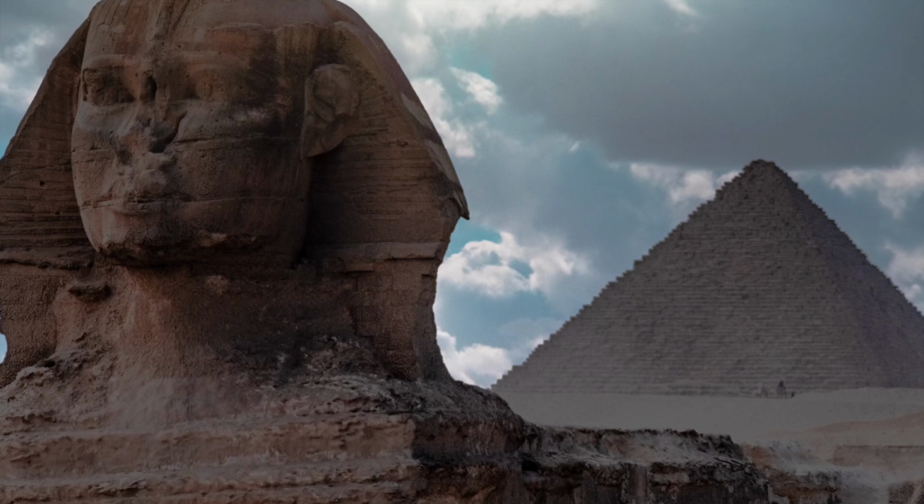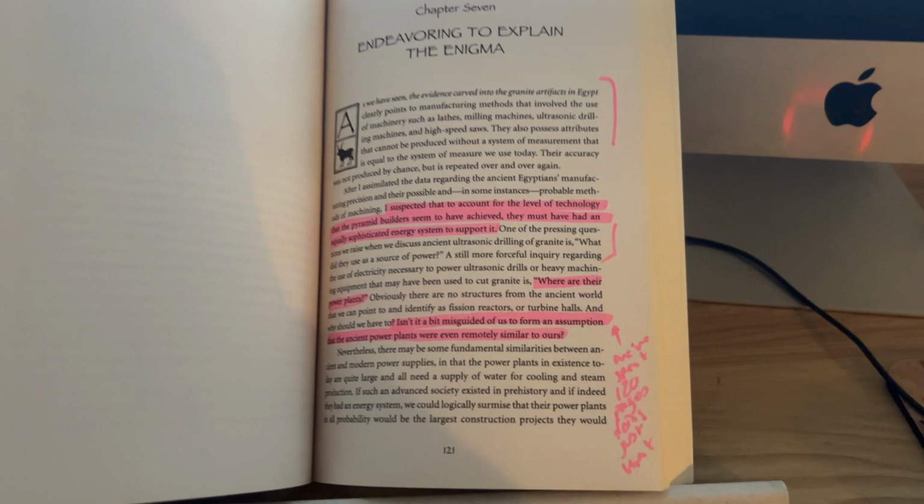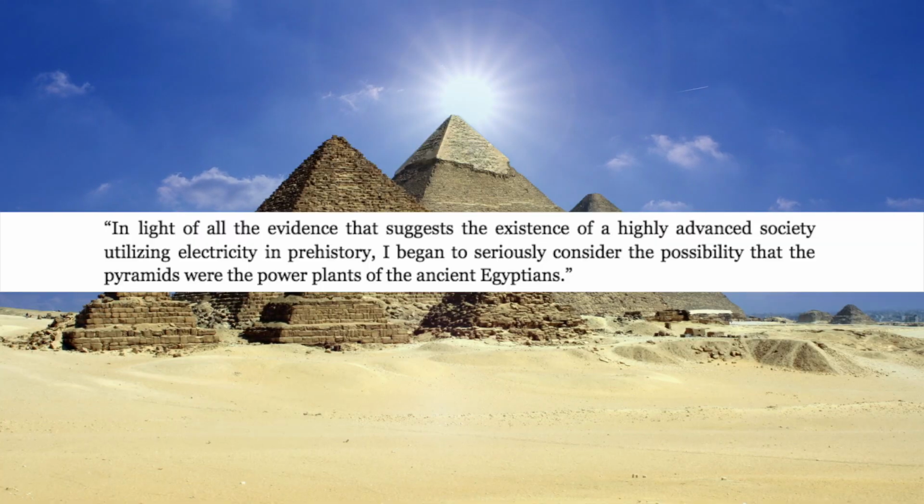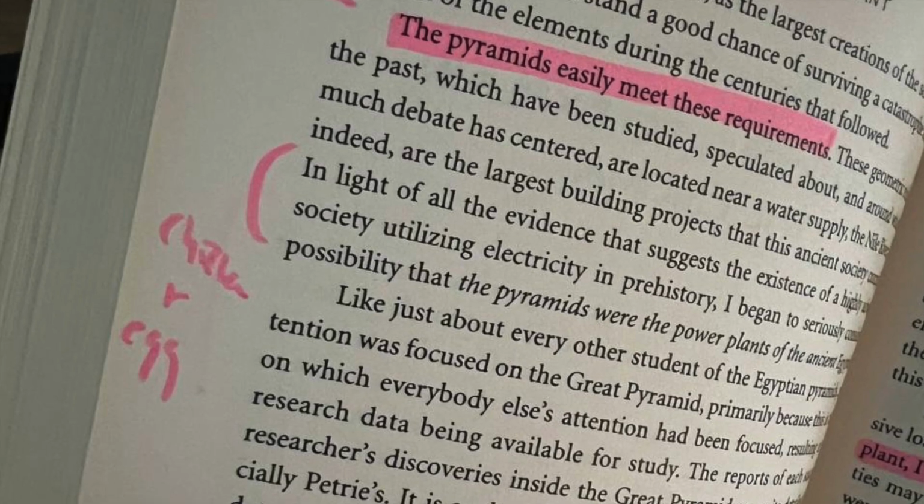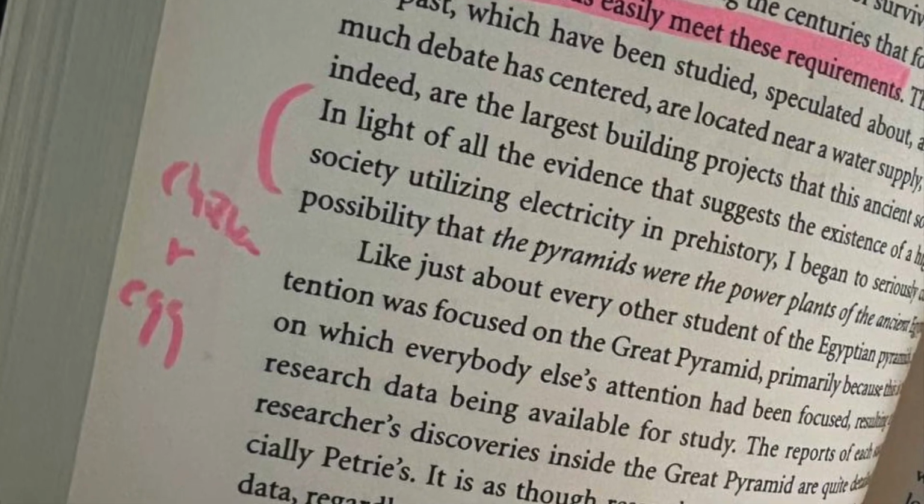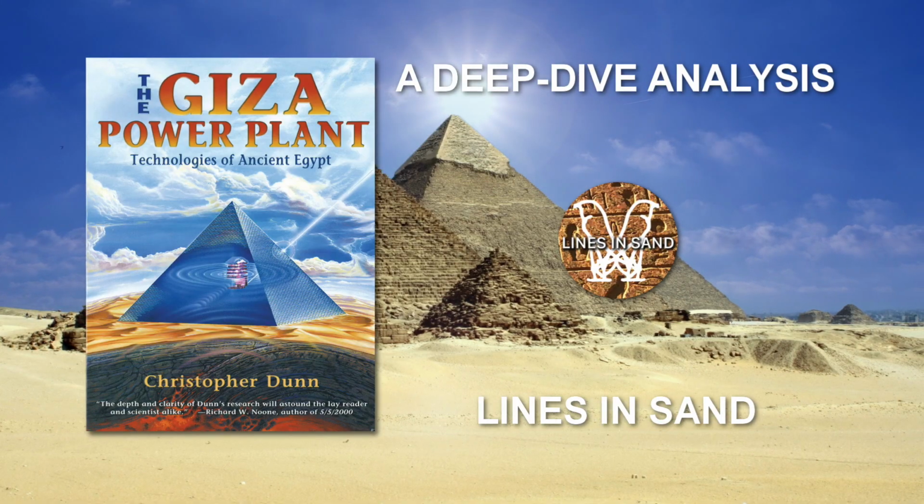This definitely stuck out to me as a bizarre statement, however, because I also highlighted it on my first read-through several weeks ago. But anyway, on with the show, as it were. Dunn writes, "In light of all the evidence that suggests the existence of a highly advanced society utilizing electricity in prehistory, I began to seriously consider the possibility that the pyramids were the power plants of the ancient Egyptians." For me, this puts us in a very strange chicken and egg situation. Which came first? The pyramids that powered the machine tools, or the machine tools that built the pyramids?